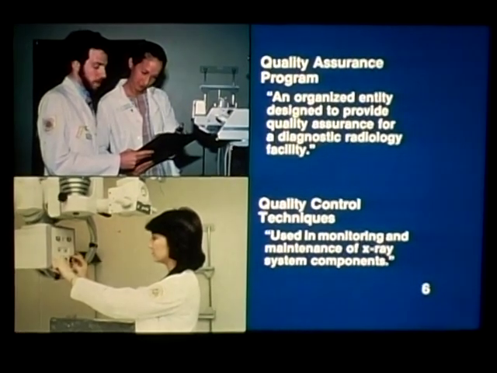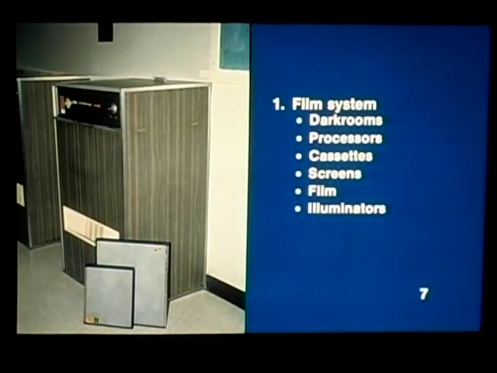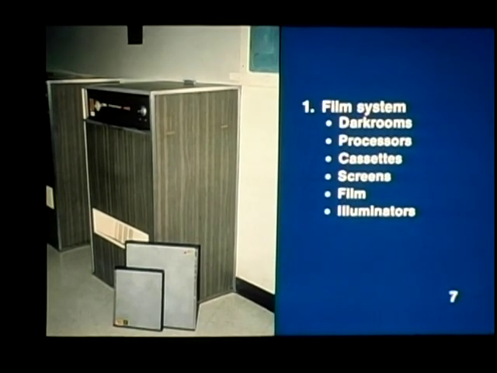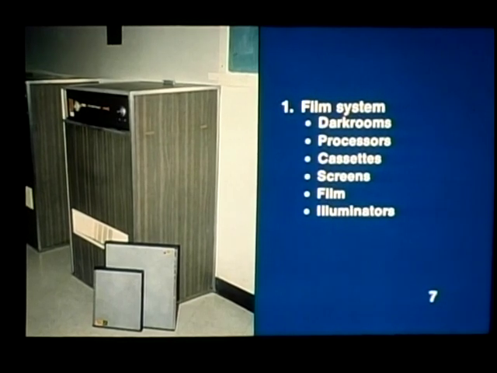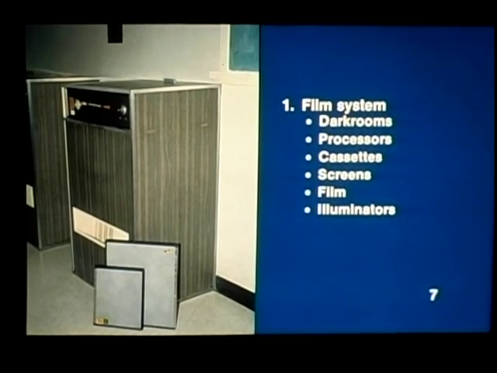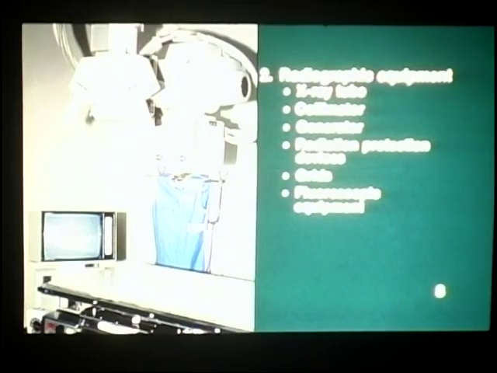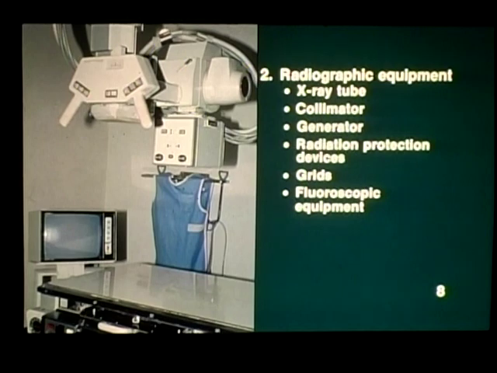Number 7. There are 4 major areas that must be considered in a quality assurance program: the film system, the radiographic equipment, the radiographer, and the patient. The film system consists of darkrooms, processors, cassettes, intensifying screens, the film itself, and illuminators. Number 8. The radiographic equipment must be monitored and maintained. Radiographic equipment consists of the X-ray tube and collimator, as well as the generator, radiation protection devices, grids, and fluoroscopic equipment.